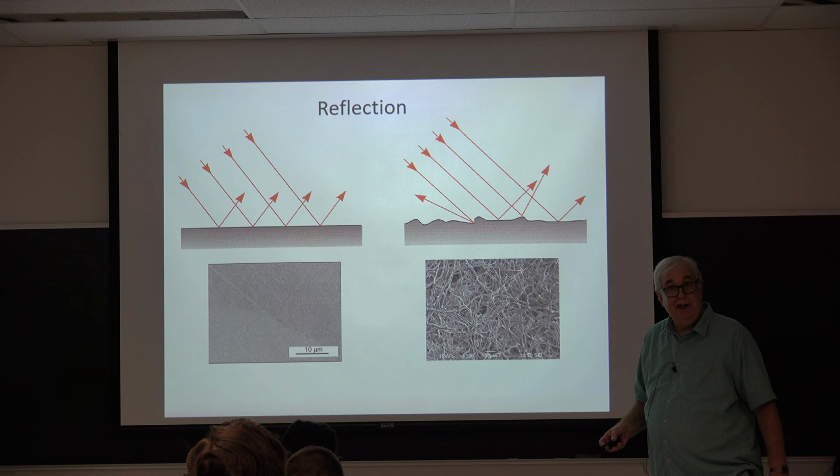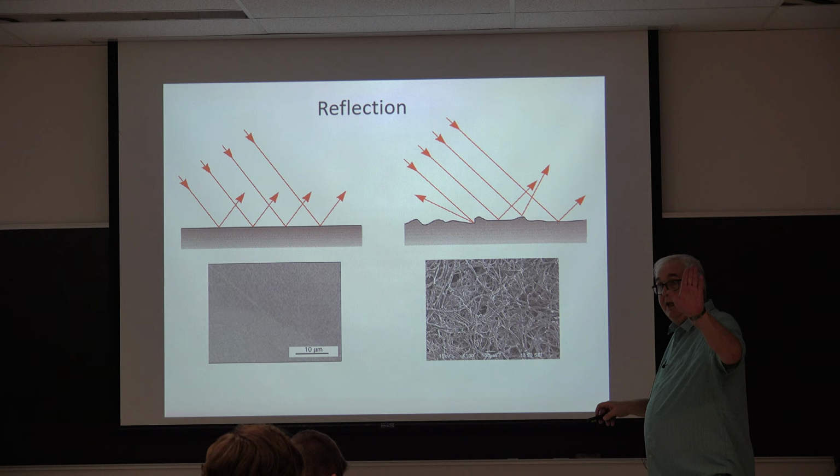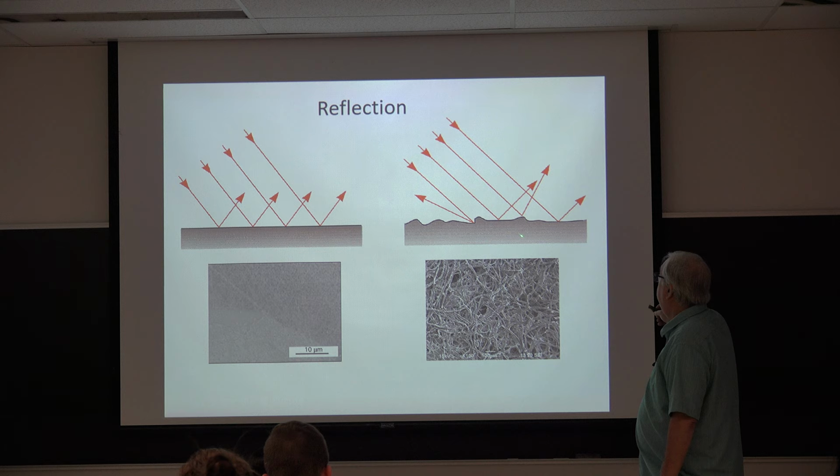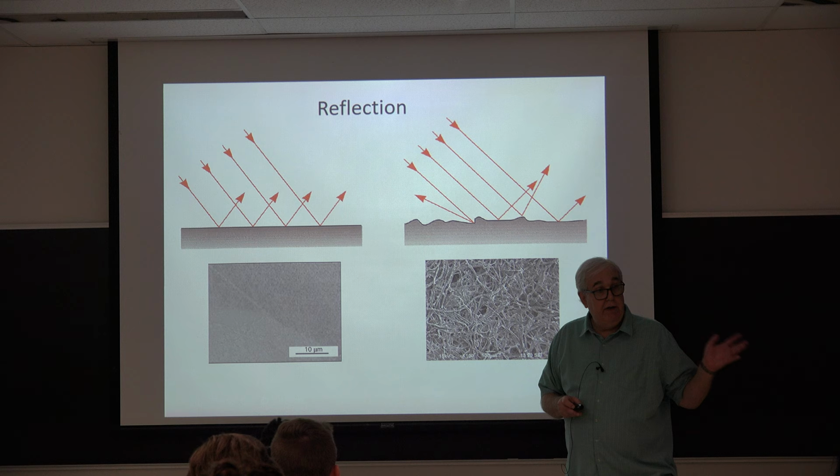So what happens when light hits a surface like this is it bounces off like a billiard ball. And when it hits a surface like this, it gets scattered in different directions. And we're able to perceive that distinction, and we have a name for it.